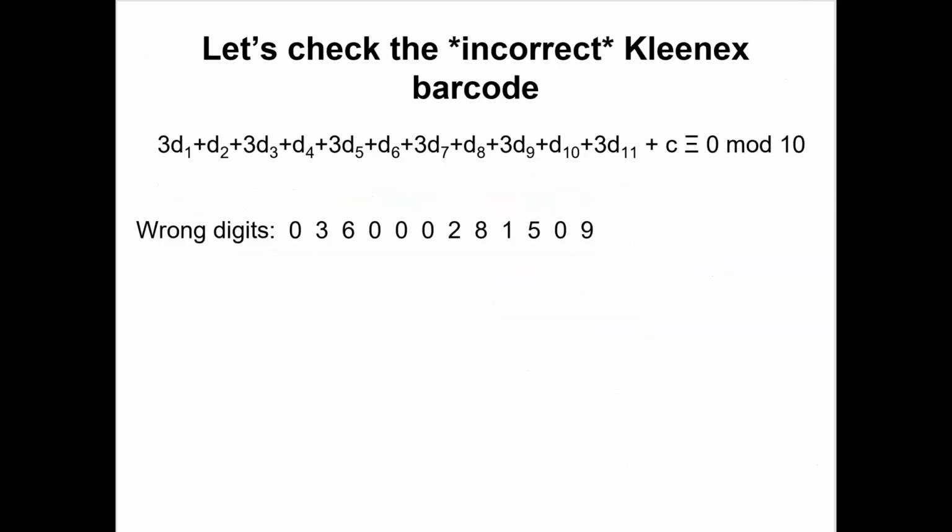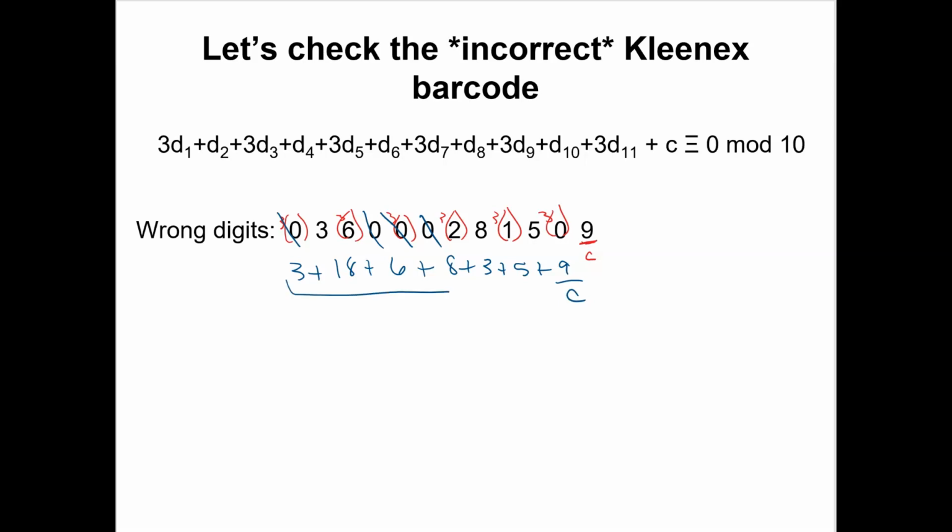Let's check the incorrect barcode. So these are the wrong digits here. I'm going to do the same thing. I'm going to multiply every other digit by 3, and then that's the check digit. So now what happens? That's 0. 3 plus 18 plus, don't care, don't care, don't care, because zeros don't really help. 8 plus 3 plus 5 plus, okay, my check digit. So 3 plus 18 plus 6 plus 8 plus 3. Okay, now I'm going to add these numbers up, and I get 43 plus 9 is my check digit.